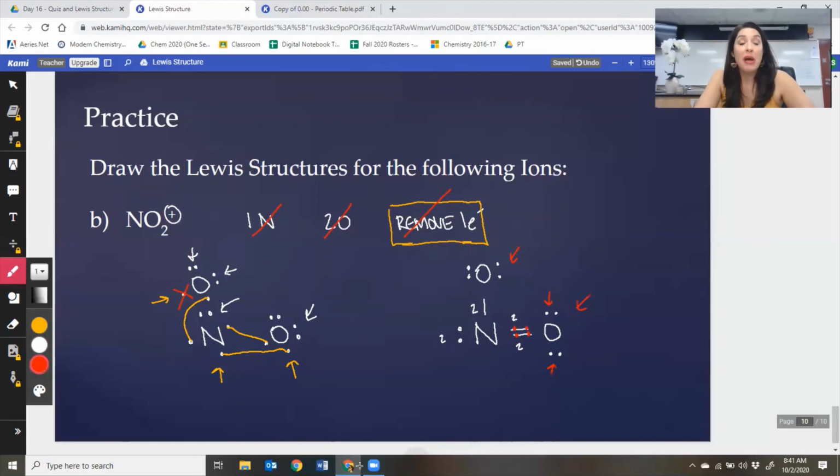So that is a little bit about how to draw Lewis structures. The next time we meet, we are going to practice a lot of these. You'll be responsible, of course, for being able to draw the structure of a neutral atom as well as an ion that's either positive or a negative.